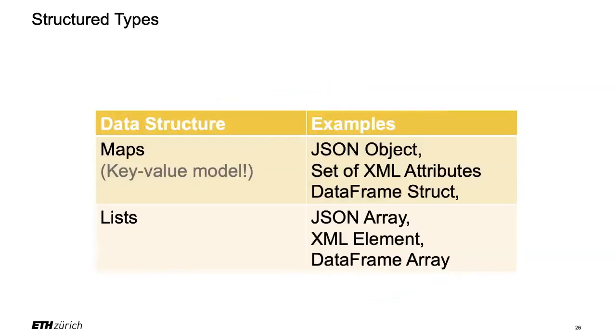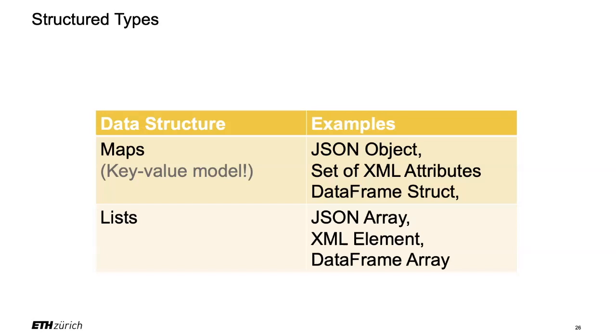Okay, and finally, that's the structured types. We also have maps and lists. In JSON, the maps would be JSON objects. This would be JSON arrays. You also have maps in XML if you look at a set of XML attributes in the same element that can be seen as a map. An XML element can be seen as a list of its children as well. And data frame, I'll come back to that. Data frame structs and arrays, I'll come back to that. But basically, the two structures you find almost everywhere are maps and lists. So think objects and arrays.